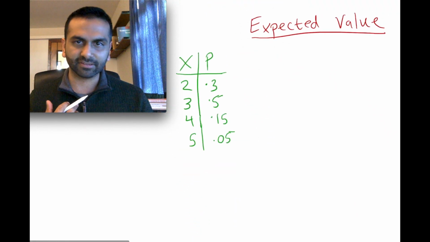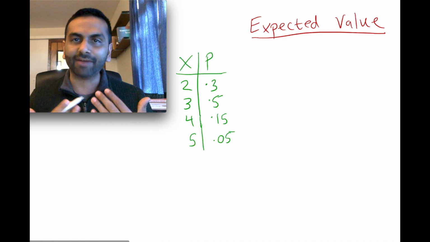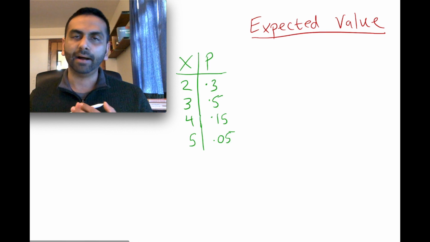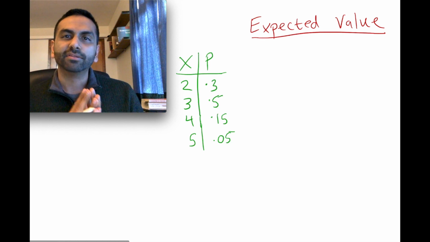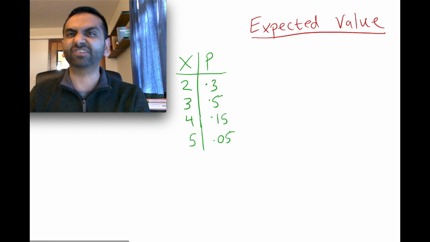Finally, let's talk about this thing called expected value. Now, when you learn how to take the average, you're like, oh yeah, that formula, right? Add them up, divided by how many there are. But then when you get into more statistics and stuff, there's actually a more grown-up way to take the average. The grown-up way to take the average is what we call the expected value.